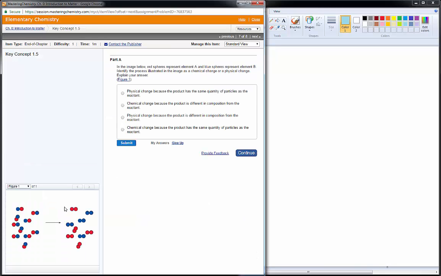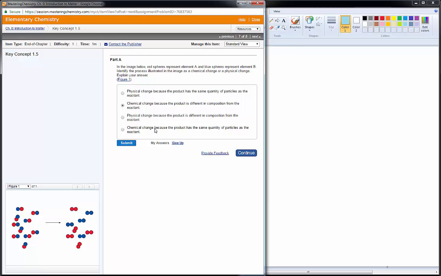All right, what is going on here? I have some fundamental particles which consist of a red dot and a blue dot. And they're going to form different fundamental particles with either two blue dots or two red dots. So they are changing how they are bound together at the fundamental level. So this is a chemical reaction, and it's because the connections have changed between the things. They're different in composition. So we've got a chemical change because the product is different in composition from the reactant.